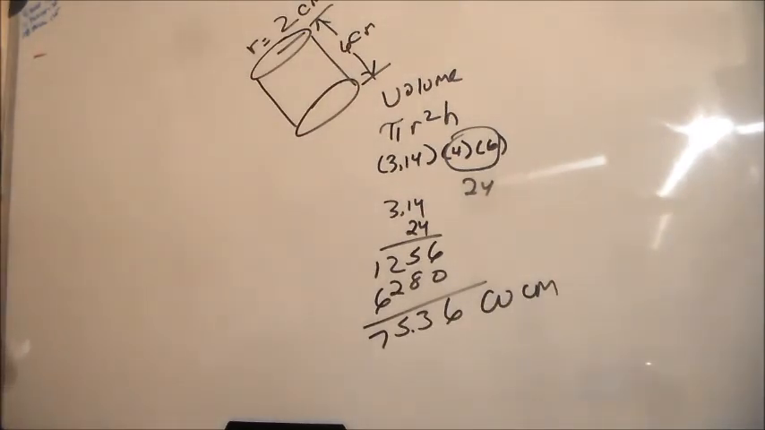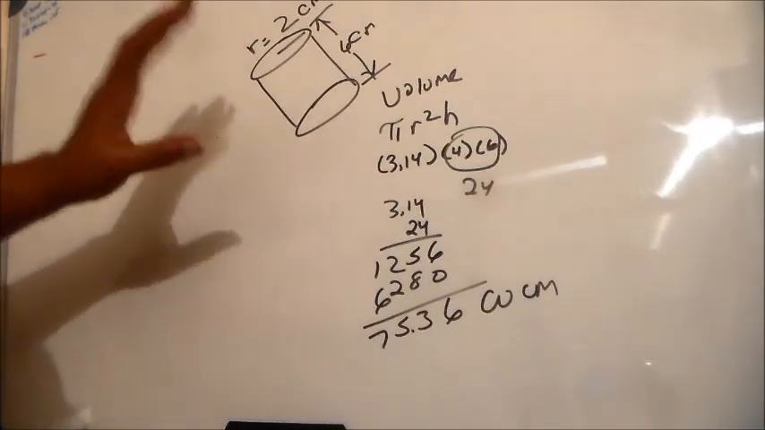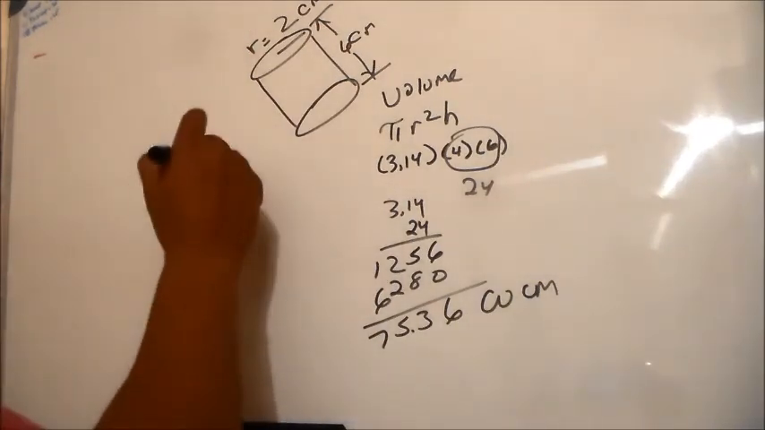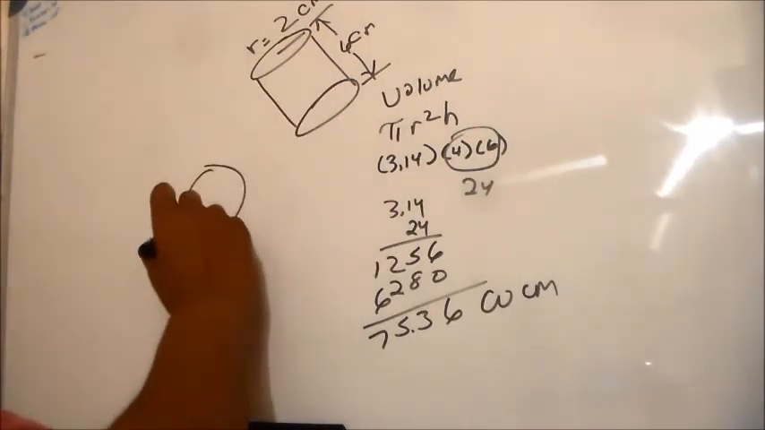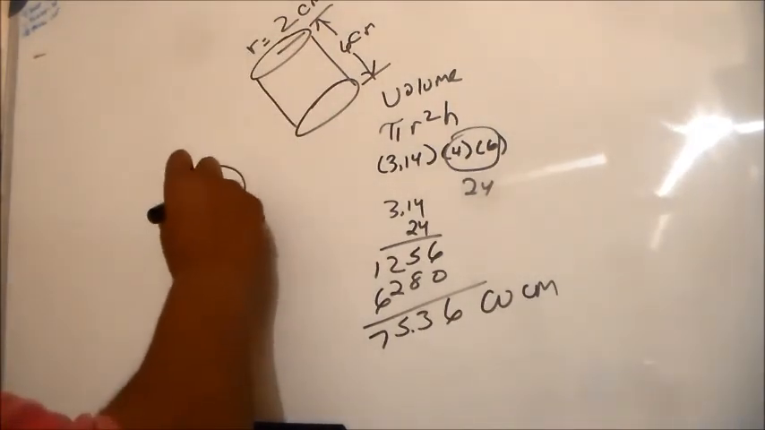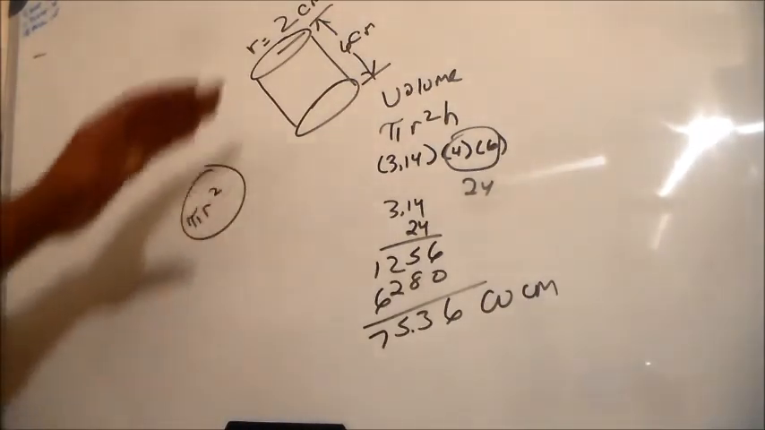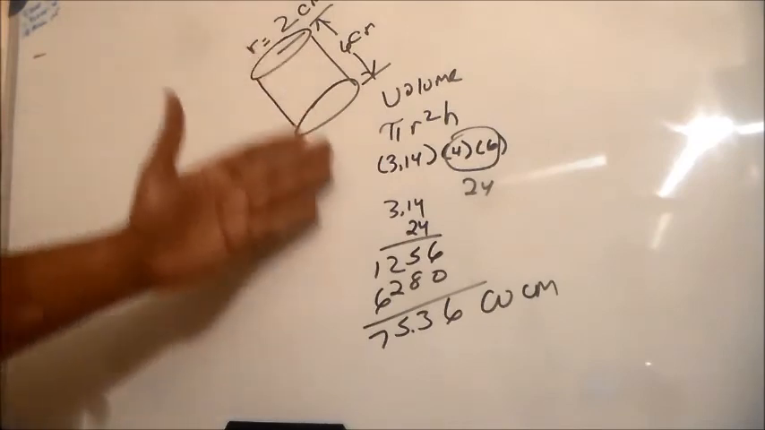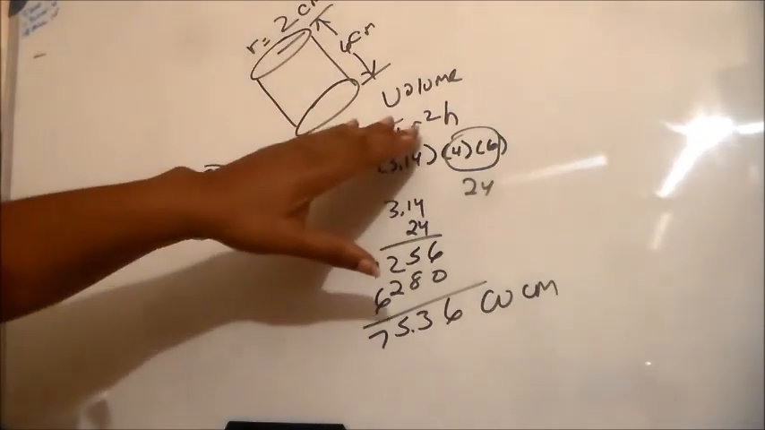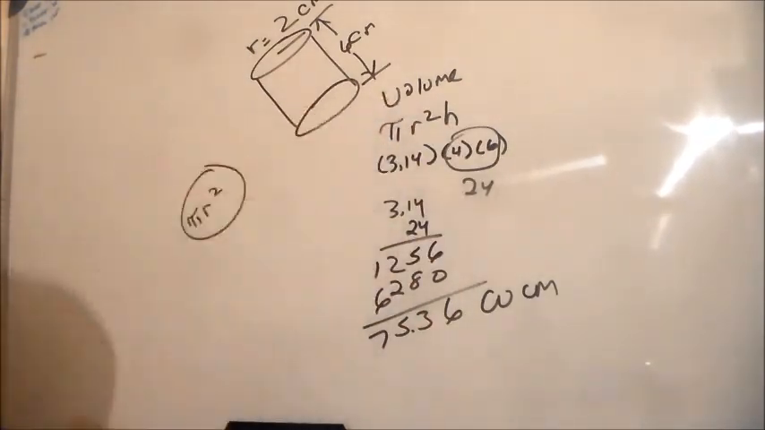Okay, so I think that's pretty straightforward. When we think of the area of a circle, think, what area is this circle covering? It is pi r squared. But the thing is, we got two circles on the end of a cylinder, and we're just adding the height. So pi r squared h is the volume formula.